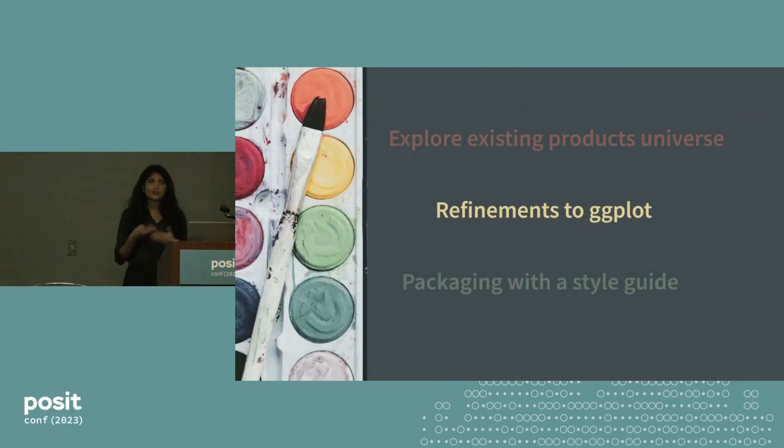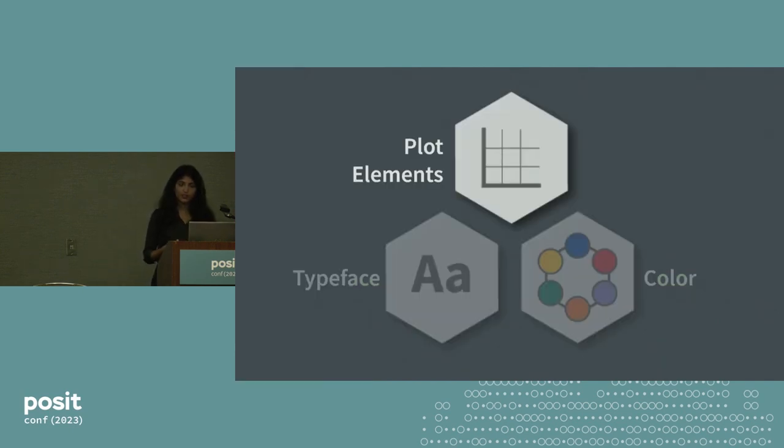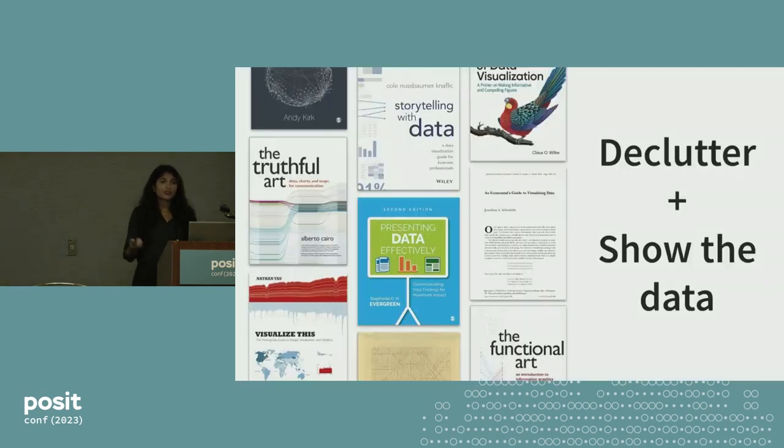This effort to better document and understand our previous work allowed us to then move into ggplot seamlessly with this mockup and start building our custom refinements on top of what already existed in ggplot. We focused on three main buckets to make these refinements to our custom plot branding. Starting with the plot elements themselves, we were really motivated to adhere to data visualization principles, namely to declutter our plots and show the data.